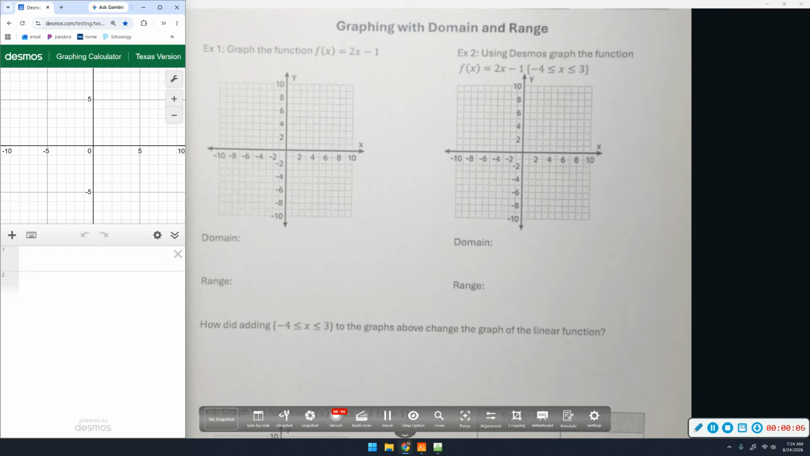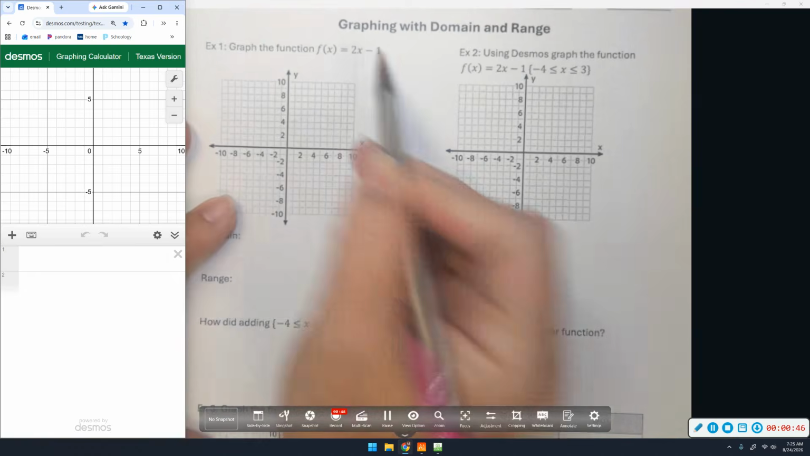Okay, I want you to try to graph that first equation without your calculator. Without the calculator. Okay. Remember what we talked about on Friday? Yes? We were graphing without a calculator. Do you remember that? Where would I begin here?